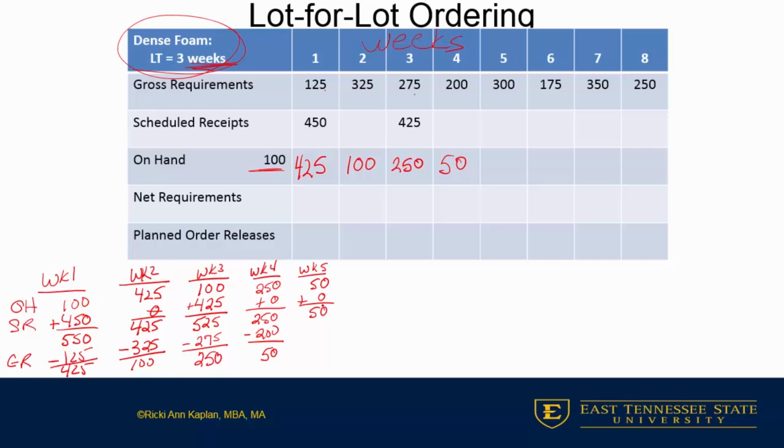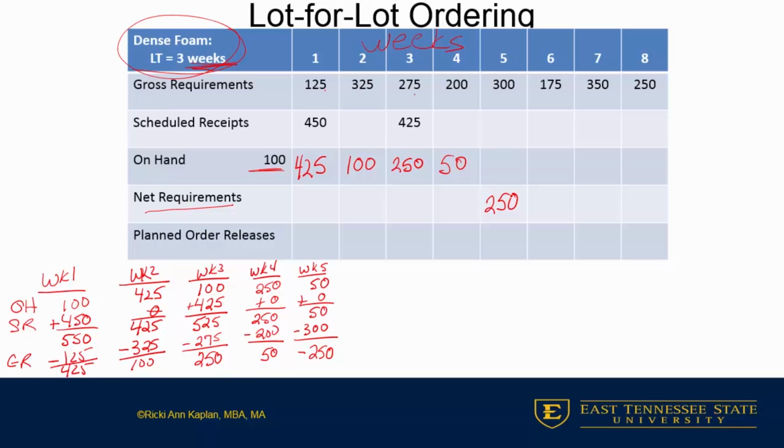How many do I plan on using in week 5? 300, my gross requirements. That leaves me with a negative. I have a need. In week 5, I am short 250 units. So that's my net requirement. In week 5, I have a need of 250 units. If I have a need, I have to place an order.